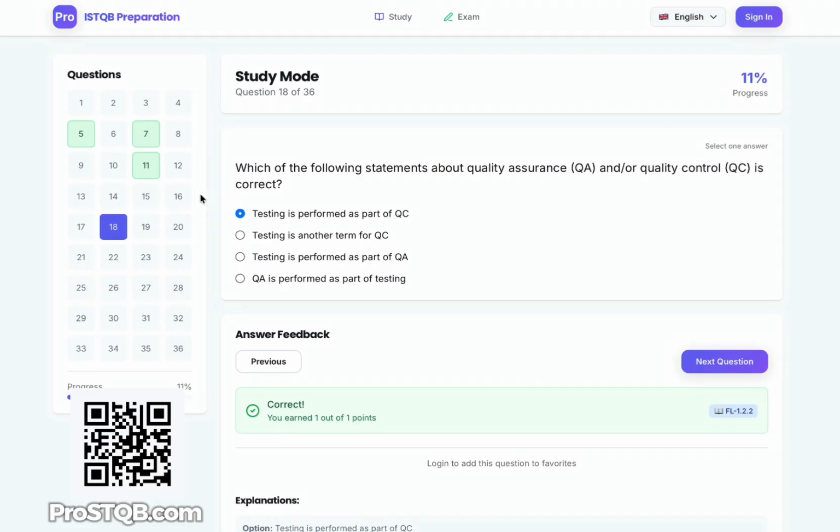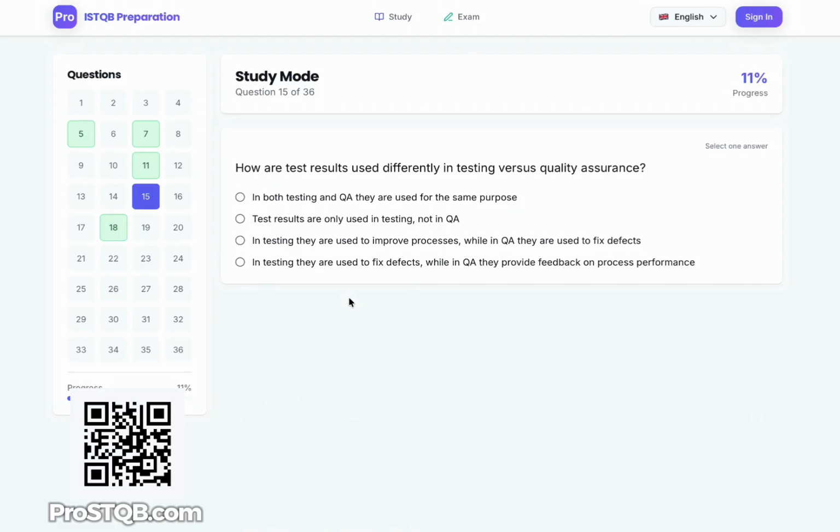Let's move on. Question number 5. How are test results used differently in testing versus quality assurance? This question builds directly on the previous one. If you understand QA versus QC, this becomes much easier. Let's go through the options. Option A. Same purpose. No, testing and QA look at the same information from different perspectives. Testing focuses on the product. QA focuses on the process.